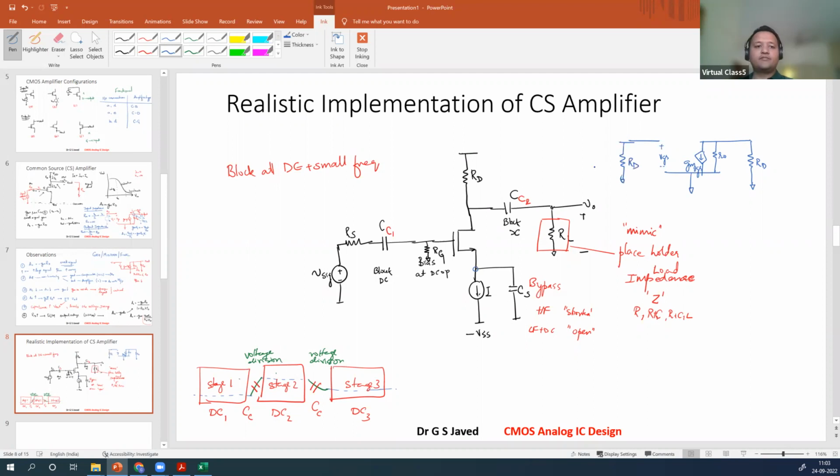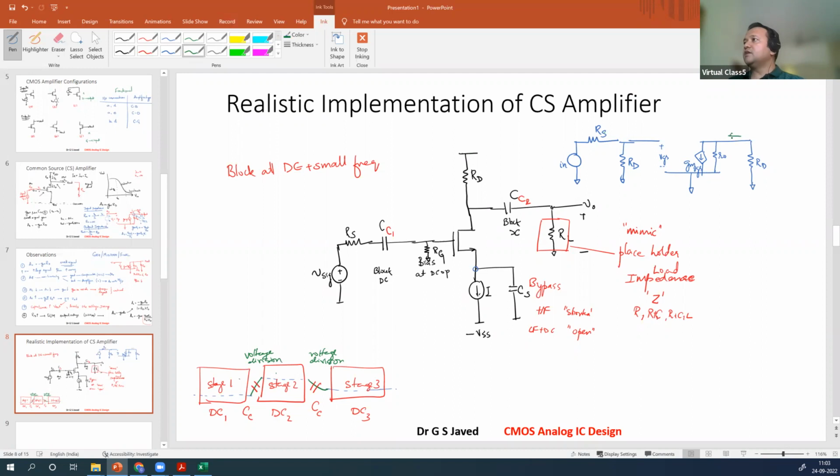This is RG. And if you remove this short, you have the RS and the input source. So this is the small signal equivalent of this circuit. Now, we have drawn the voltages. Now let us draw the currents. What are the currents that we will have here?